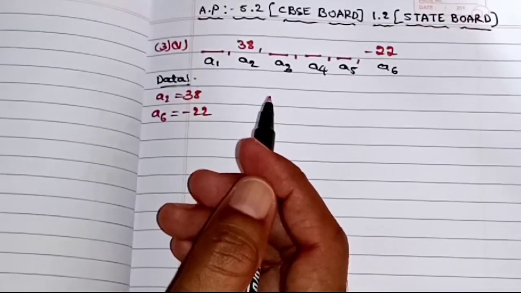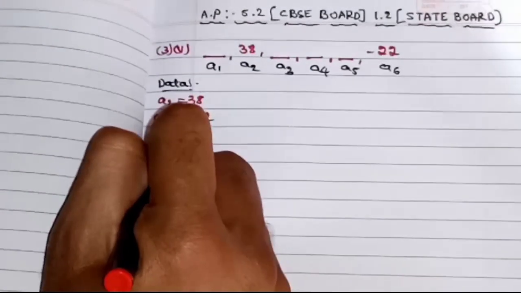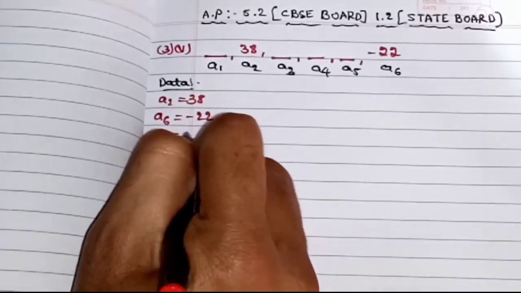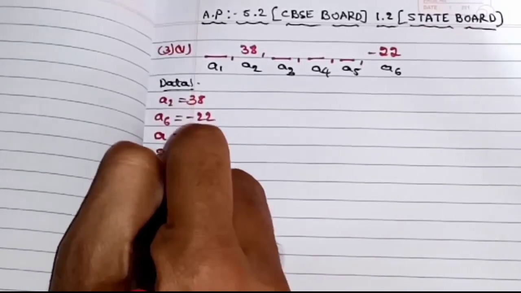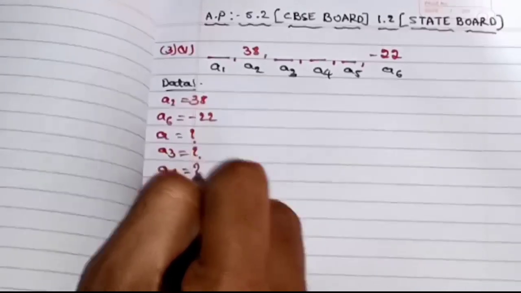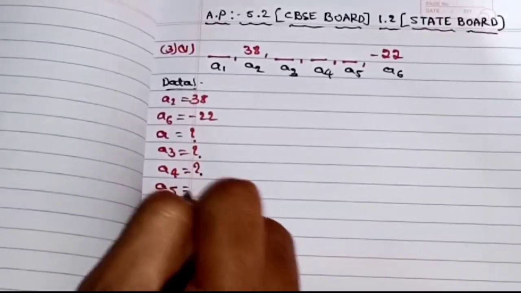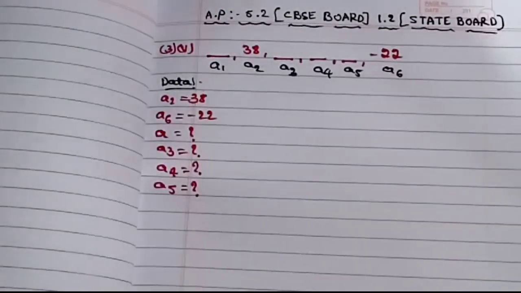What you need to find out, write that down. So you need to find out the first term. a1 is nothing but a equals question mark. A third term you need to find out. A fourth term you need to find out. Also you need to find a fifth term. Okay children. Now how will you find these values?